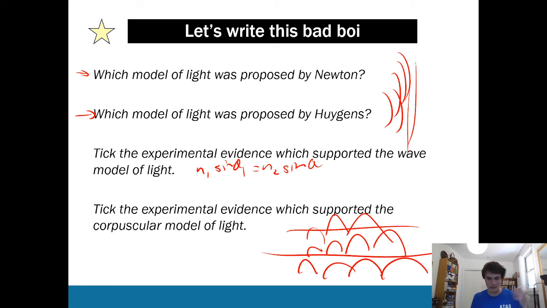Well, there was stuff like reflection being just a collision between two points. He also had this idea of splitting the light into all of the different colors. Let's draw a quick little diagram of that beautiful prism: here's the white light, and then it splits into multiple colors, and then it splits up into that beautiful rainbow.